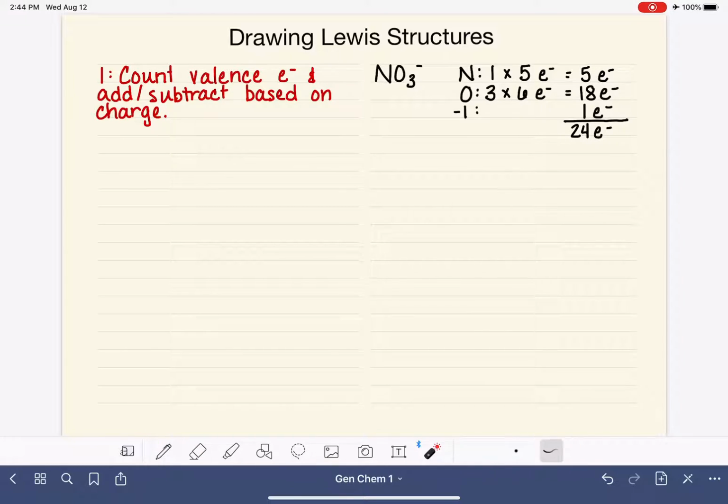This is the number of electrons that we have available to us to work with when we're drawing our Lewis structure. So once we have figured out how many electrons we have, the second step to this is arranging the atoms. And the way that we arrange our atoms is by putting the first atom in the formula. So the first atom is in the middle.